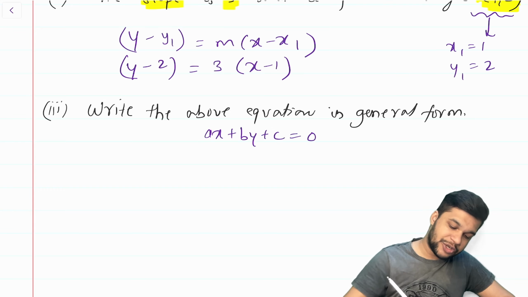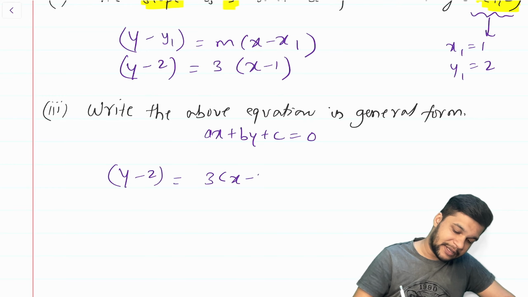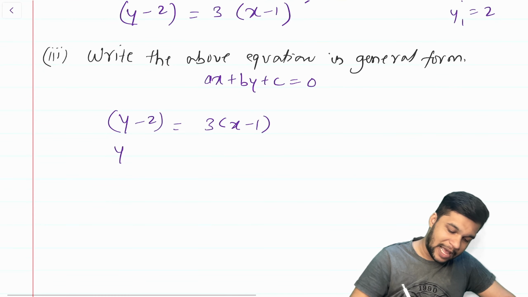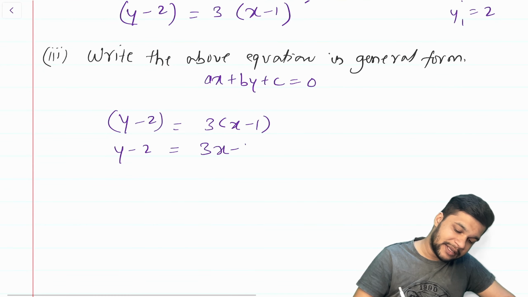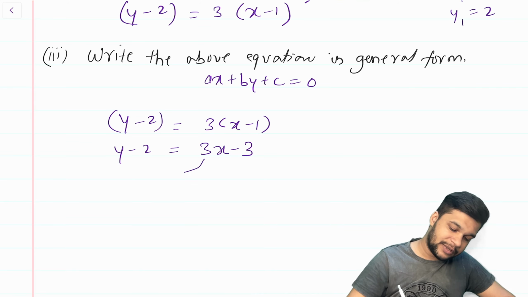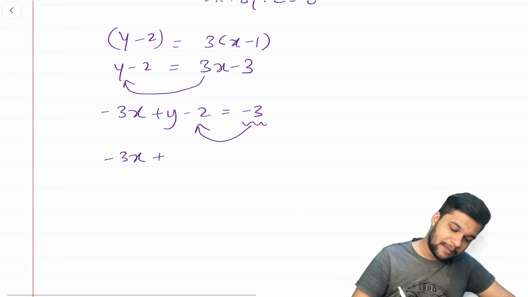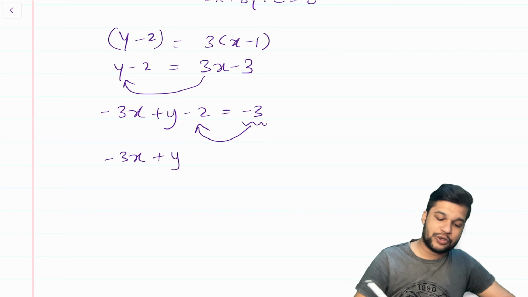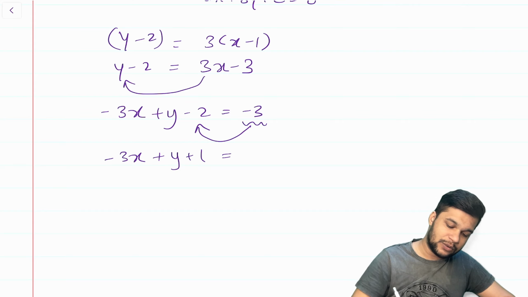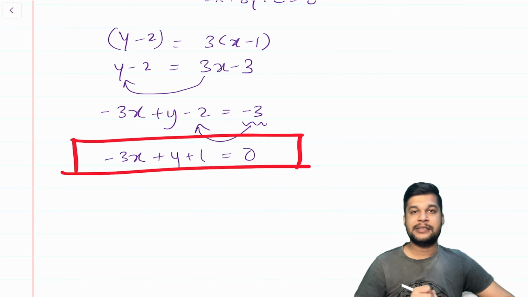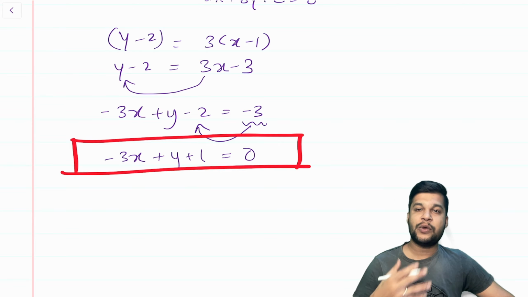Now your equation of the line is y minus 2 equal to 3 times x minus 1. So let's simplify this. This becomes y minus 2 equal to 3x minus 3. Shift 3x to the other side, so it becomes minus 3x plus y minus 2 equal to minus 3. Shift minus 3 to the left hand side too, so it becomes minus 3x plus y, and 3 minus 2 will be 1, so plus 1 equal to 0. If you observe, this form over here is the general form: minus 3x plus y plus 1 equal to 0. So this is how you can write it.